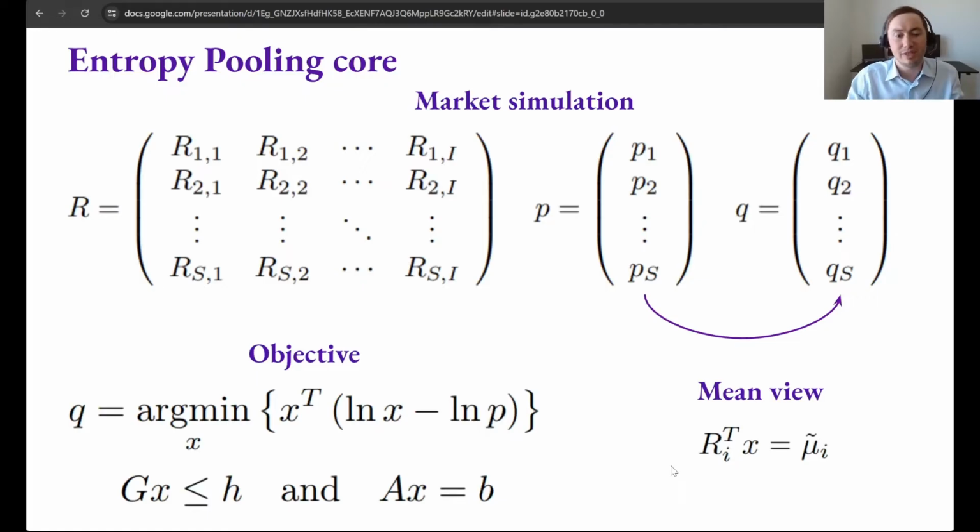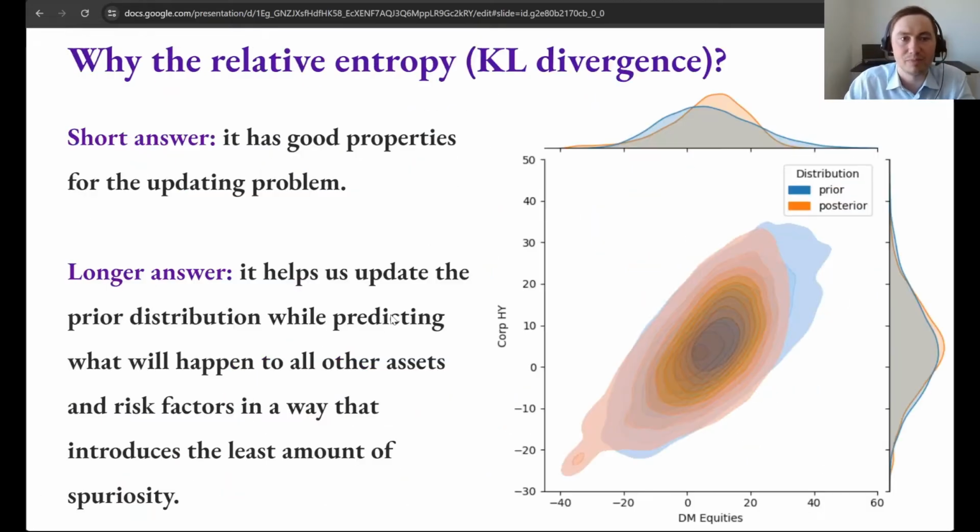Of course, since these x elements represent scenario probabilities, we must require that they are positive and that they sum to 1. So they will automatically be positive for the entropy pooling problem, but the requirement that they sum to 1 must be implemented in this equality constraints matrix A and vector b.